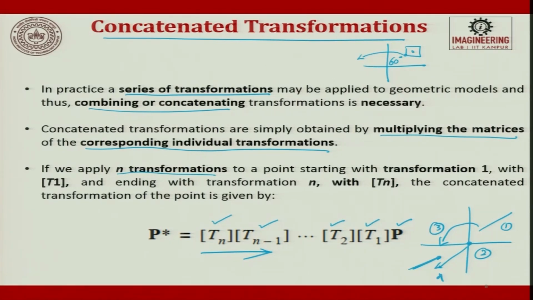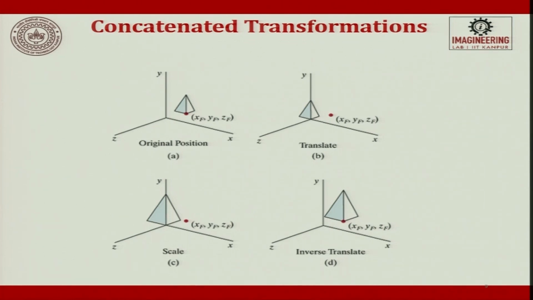If we apply n transformations to a point starting with transformation 1 as T1, and end with Tn, the concatenated transformation of the point is given by P star, which is nothing but Tn, Tn minus 1, going on up to T1, times P. So, this is very, very important. Please keep this in mind. We will see an example next.